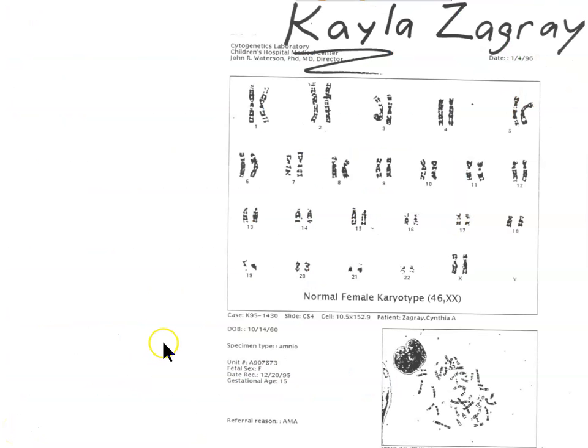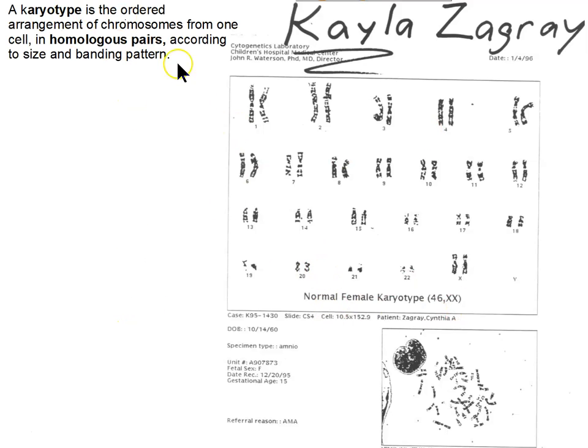So how do we visualize chromosomes, and how can we tell how many chromosomes are in any particular cell? Well, we can do what's known as a karyotype for people, and we can do it for other animals too. A karyotype is an ordered arrangement of chromosomes, just like you see here. An ordered arrangement of chromosomes from one cell, arranged in homologous pairs. So each pair here is a homologous pair.